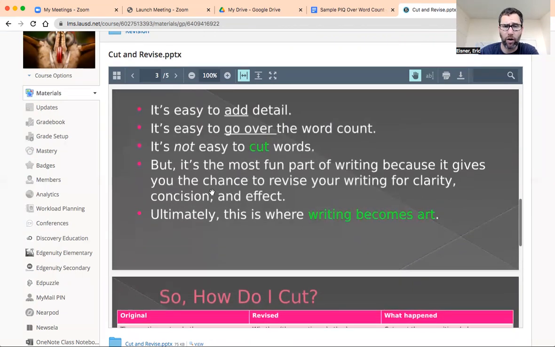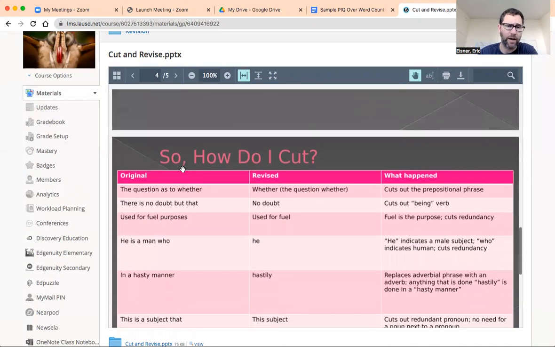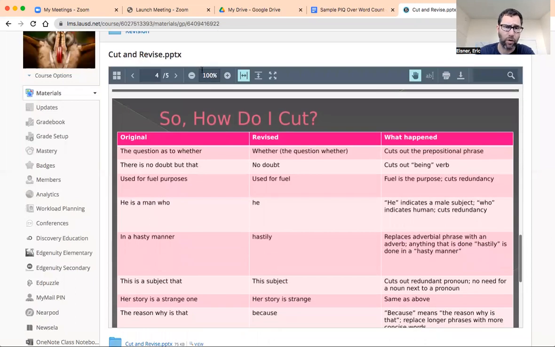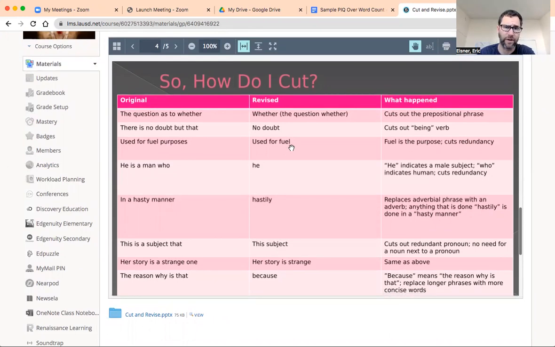But it's the most fun part of writing because it gives you the chance to revise your writing for clarity, concision, and effect. And it really is where writing becomes art. So how do I cut? How do you cut words from or delete words from your writing? Let's take a look at some original phrases and look at the revision for each of these phrases.